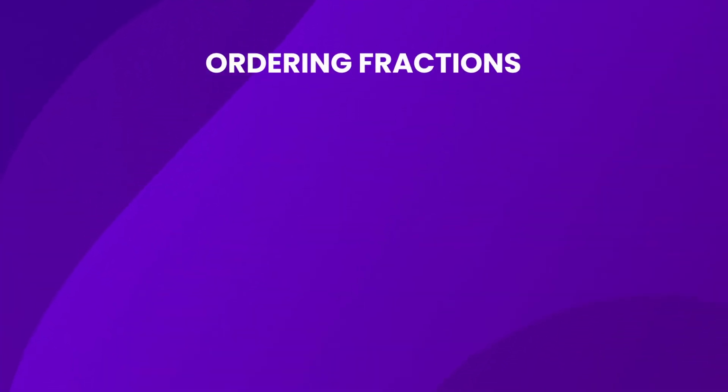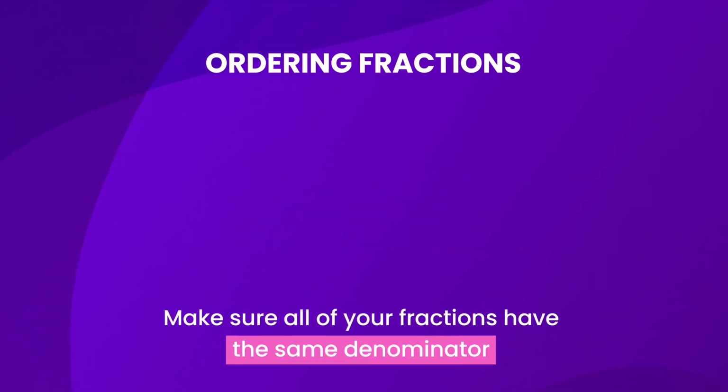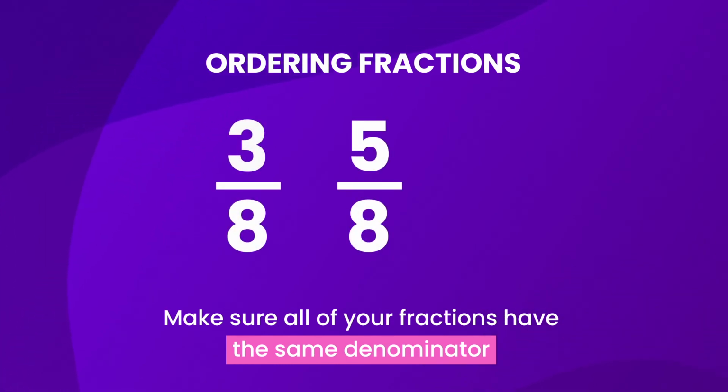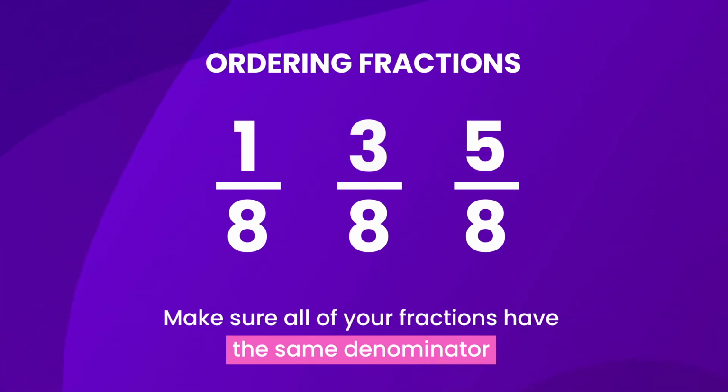So let's look at ordering fractions. Again, the key point is the same, to make sure that all your fractions have the same denominator, because once you have the same denominator, it's very easy to do. So here's our first example. 3/8, 5/8, and 1/8. Let's put them in order. So again, you can think about the pizza, you can draw pictures if needs be, but these can be ordered by just looking at the numerators and putting those in order. So from smallest to largest, you have 1/8, 3/8, and 5/8.